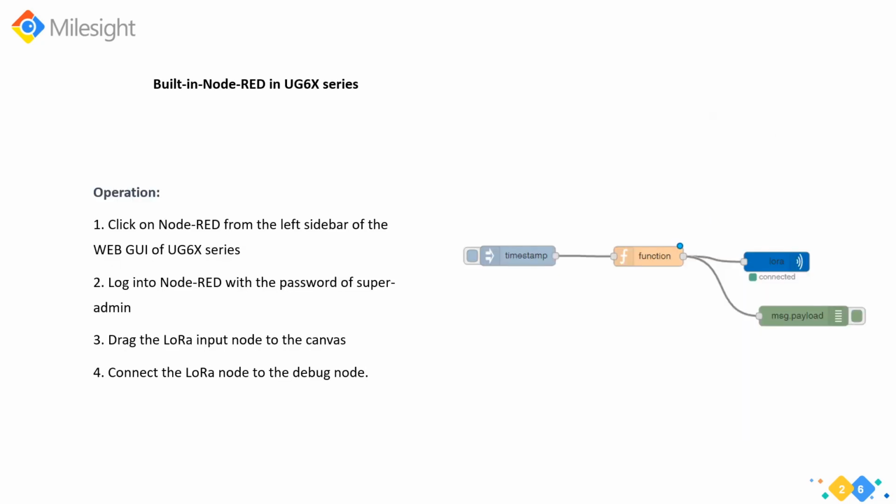And the Milesight UG6 series LoRa gateways are specially for developers and hackers who are looking to test out a LoRa network. This UG6 series has built-in Node-RED. To start this function, you just simply enable Node-RED from the web GUI of the gateway, and you can log in directly with the super administrator password. This feature is so popular among Node-RED experts.